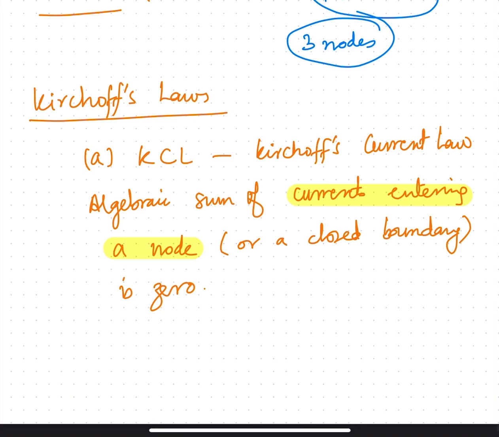So mathematically, this means that if you have a number N of branches at a node, then we can say that the summation, when n is equal to 1 to capital N, of I_n is equal to 0.